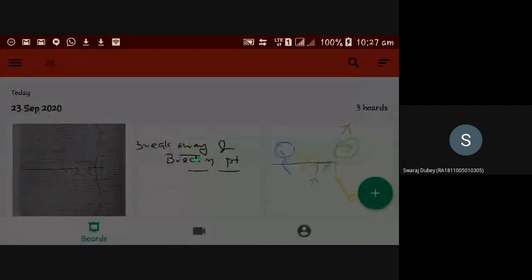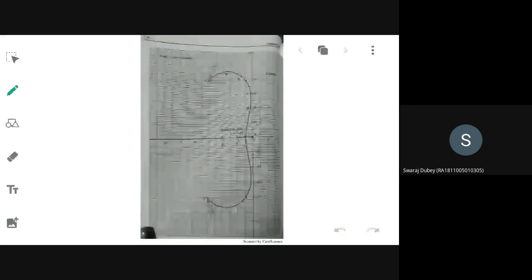You know when is your CT2, no? Before that, I have to finish one more unit also. That is also a graphical part only. You have to draw the Bode plot. Okay.